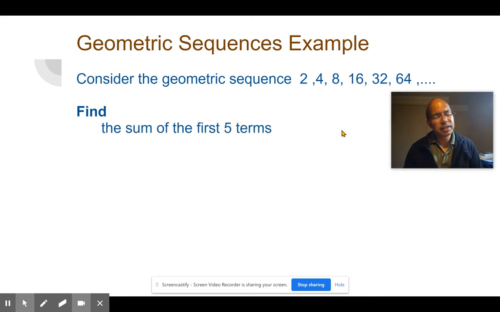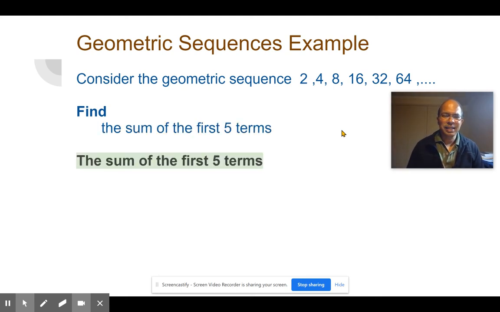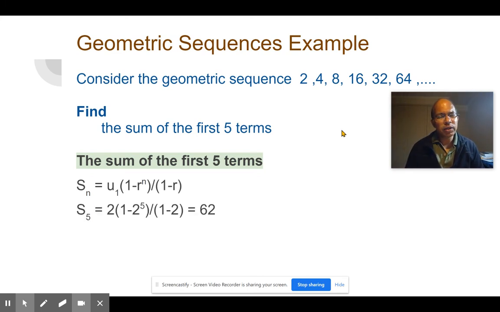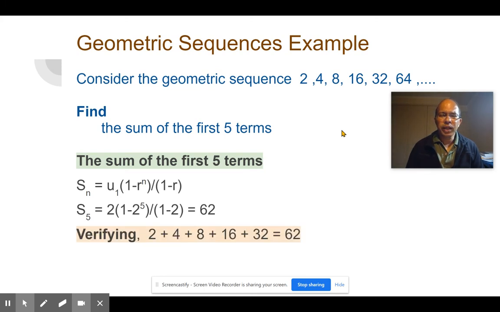Finally, the sum of the first 5 terms. The sum of the first 5 terms is given by this expression that we saw earlier. If you plug in all the values, you get 62. If you verify this by adding up the first 5 terms, you also get 62.